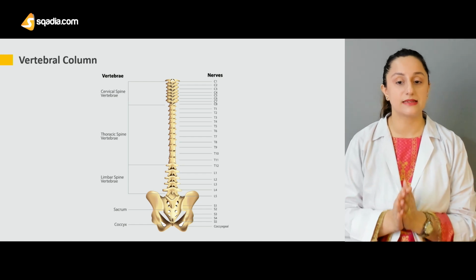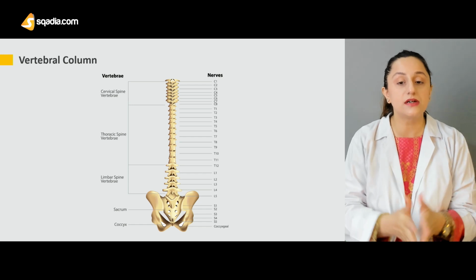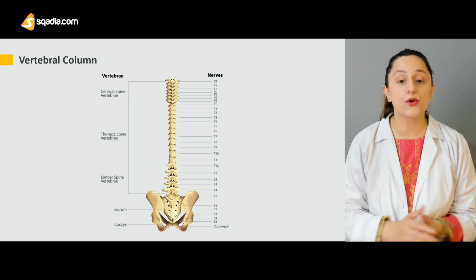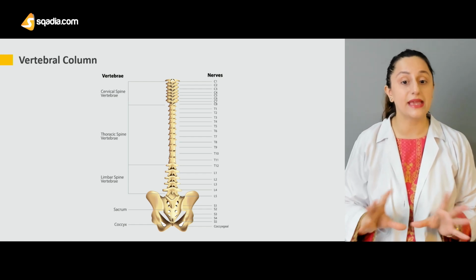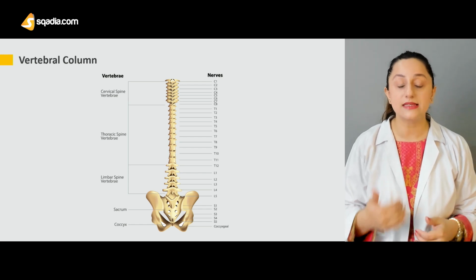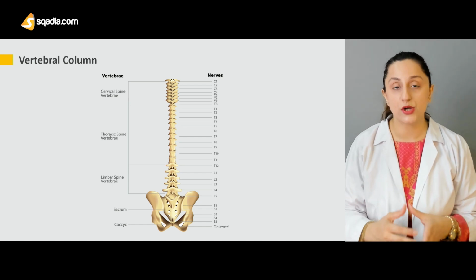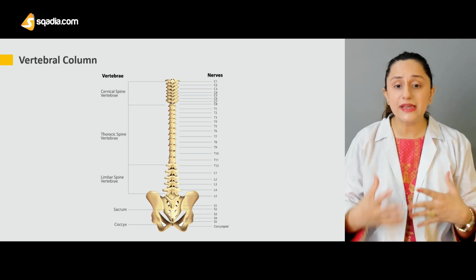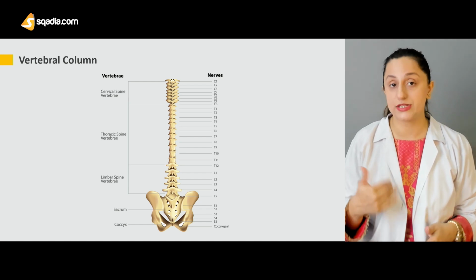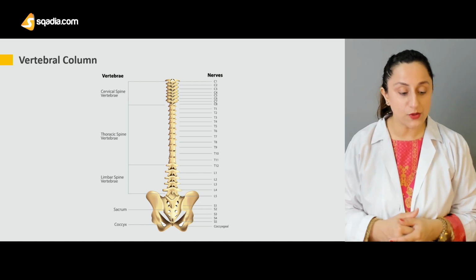We have the 7 cervical vertebrae, and obviously we have the nerves that come out of this vertebral column. There are 8 cervical nerves coming out, and it's again very important how you calculate which nerve corresponds to a particular area. A very easy way to remember this is that for the cervical spine, you have to add one.